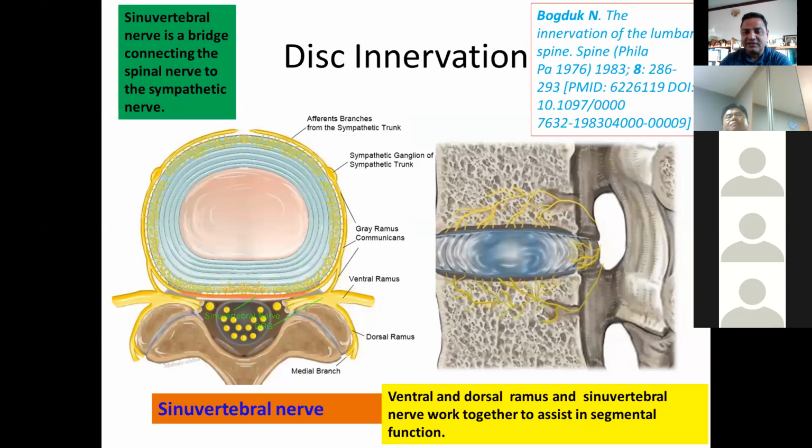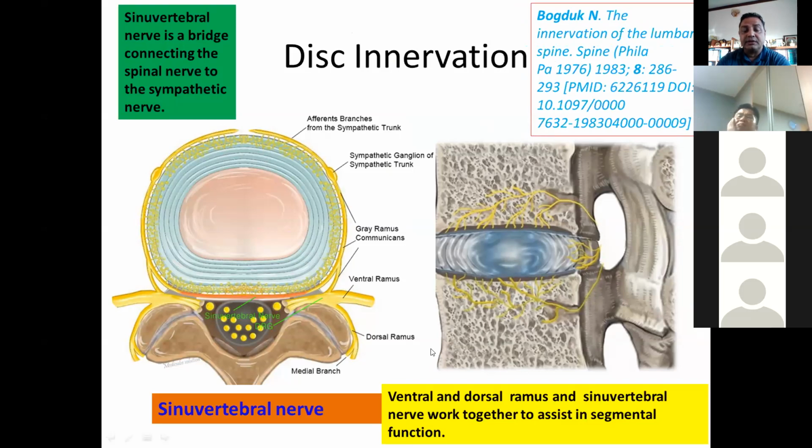And the disc is innervated posteriorly and laterally by the sinuvertebral nerve. The sinuvertebral nerve is like a bridge connection. It connects the spinal nerves to the sympathetic nerves here.